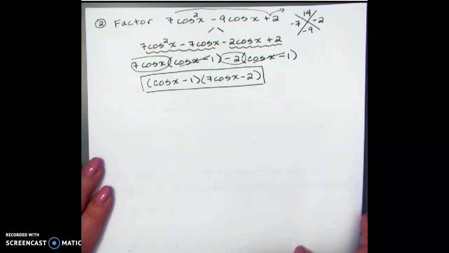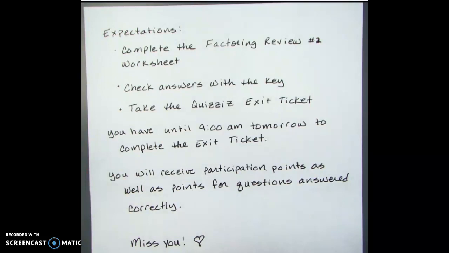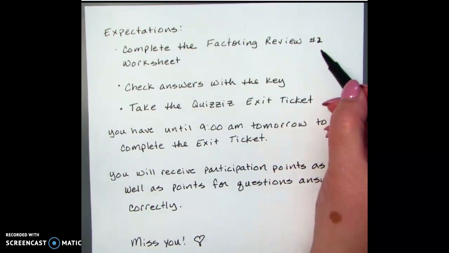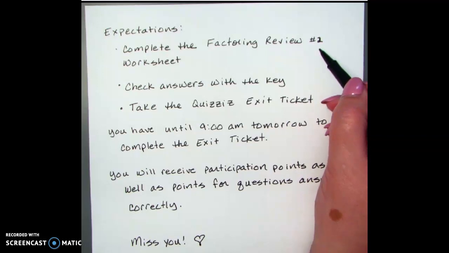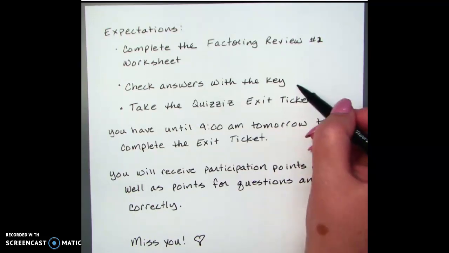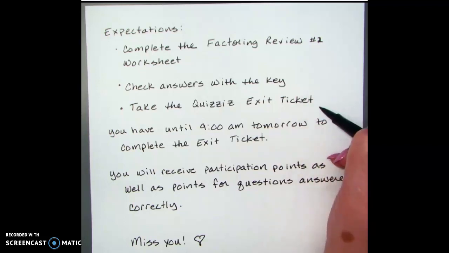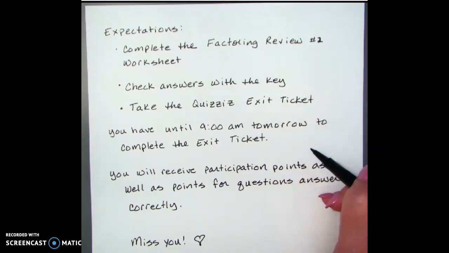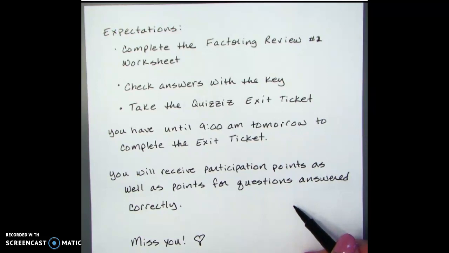All right, so the expectations today are exactly the same as yesterday. I would ask that you complete the factoring review number 2 worksheet. Again, you can do it as a printout or you can do it on a separate piece of binder paper. Once you finish, check your answers with the key and then take the quiz's exit ticket. And again, you'll have until 9 a.m. tomorrow, so I'm trying to give you about 24 hours to get things done. And again, you'll receive participation points as well as points for questions answered correctly.